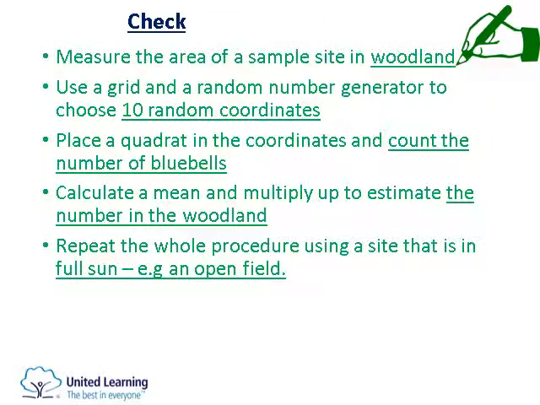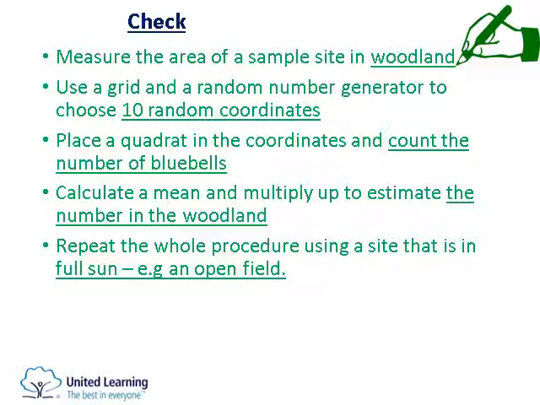The first one was done for you. You measure the area of your sample site. So use a tape measure, and we're going to say maybe that it's 50 metres by 10 metres. That would give me my area, because I times length times width, so I do 50 times 10, and that would give me 500 metres squared that I'm measuring.